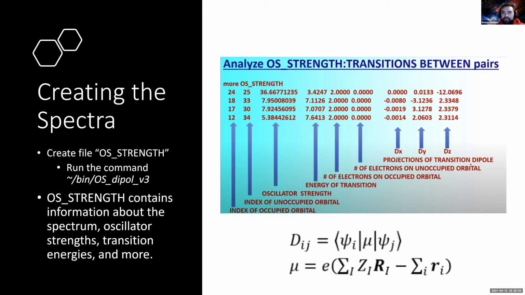And then the fourth column is the energy of that transition. The next column is the number of electrons in the occupied orbital. And then finally, it's the number of electrons in the unoccupied orbital. So this is the information that you're going to need in order to create your spectrum.